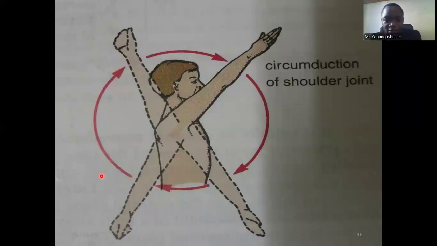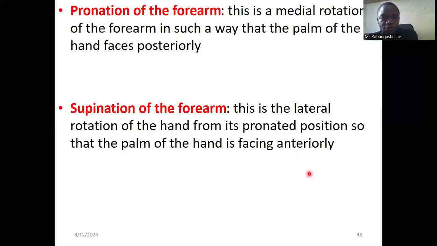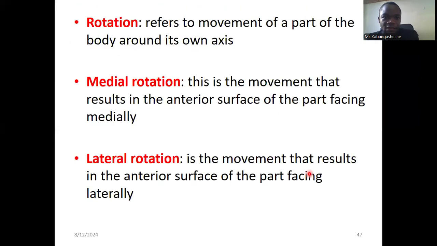Like when you're making more like a punching motion, that is protraction. You're making your hand move forward. Then when you're withdrawing, that is retraction. I hope that serves as a better explanation for these two movements, protraction and retraction.